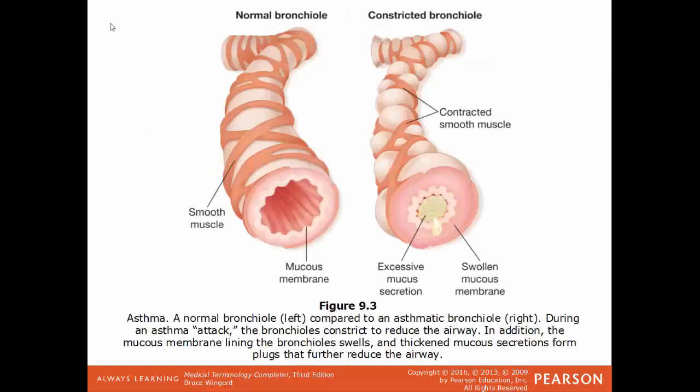In this illustration, we have what happens during an asthmatic attack. Over here on the left is how a normal bronchiole should look. It's wrapped around with multiple layers of smooth muscle. And the wider this space is, the more air can pass through more quickly. But when you have an asthmatic attack, these smooth muscles will constrict and tighten. So it's going to make it much more difficult to breathe.